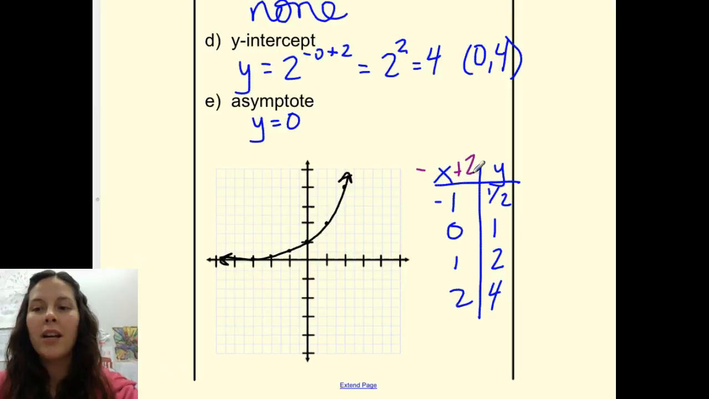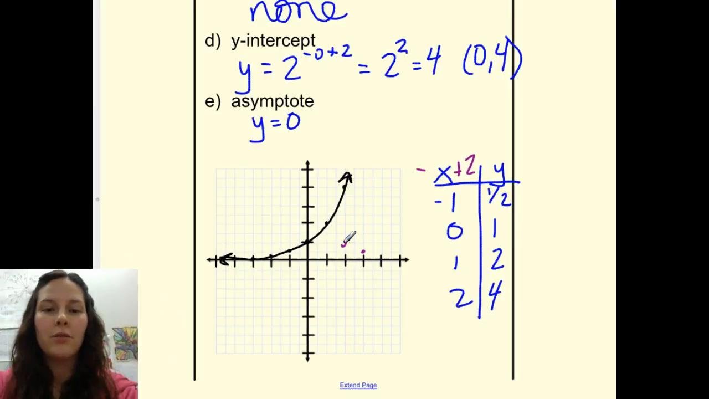So we have 1 plus 2 gives us 3, 1/2. 0 plus 2 gives us 2, so we have a point of 2, 1. -1 plus 2 is 1, so we have a point of 1, 2. -2 plus 2 is 0, so we have a y-intercept, which we already found, of 0, 4.